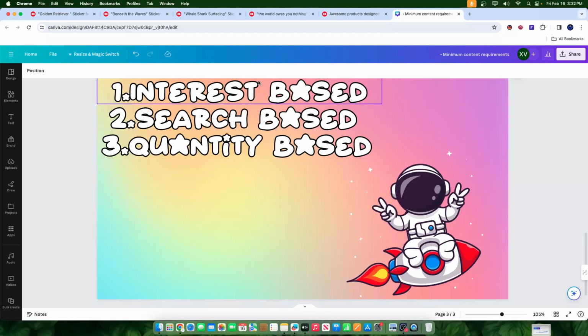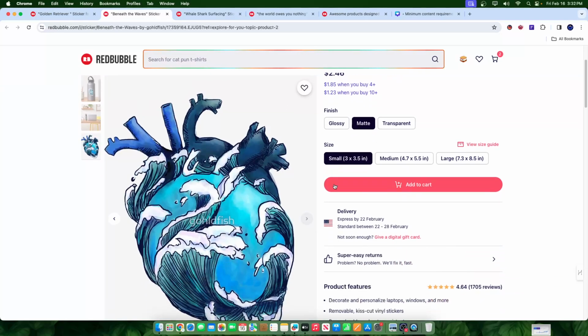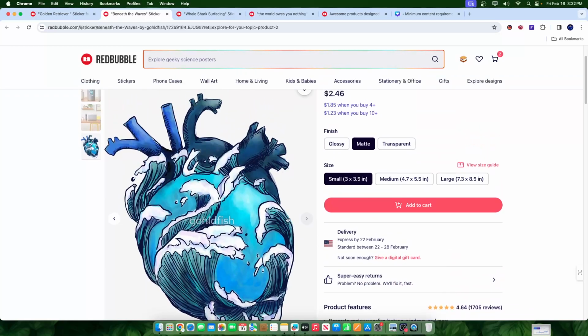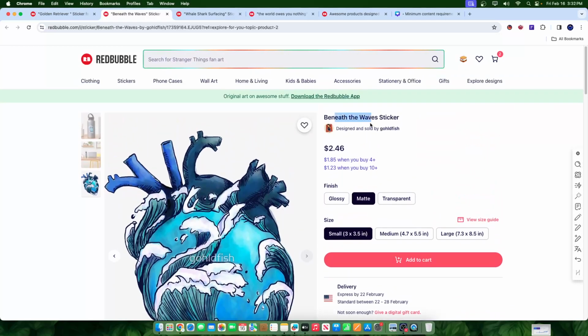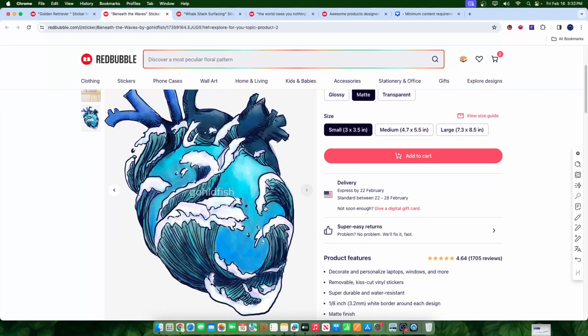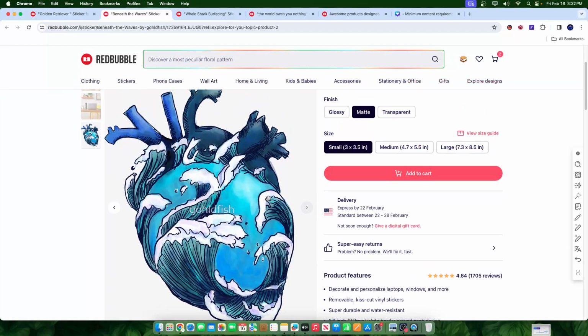So let's talk about the interest-based. This is one of the most interesting kinds. And I wanted to give an example of an image here that is 100% interest-based artwork. You look at an image like this, and it says beneath the waves. Without even looking at the tags, based on the art alone, this is an interest-based piece.